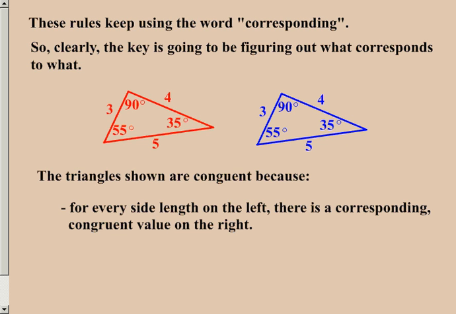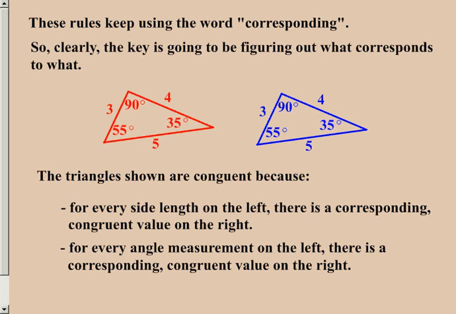Okay, so to break that down even further, if you look on the left side of the red triangle, there is a side length of 3. And if we look into the blue figure, we see also a side length of 3. In the red triangle, kind of on the top right there, we find a side length of 4. And if we look to the blue triangle, we find also a side length of 4, and they both have a side length of 5. Okay, so basically what we're saying here is that for each side length on the left, we find a matching value in the triangle on the right. That is part of the definition for being congruent.